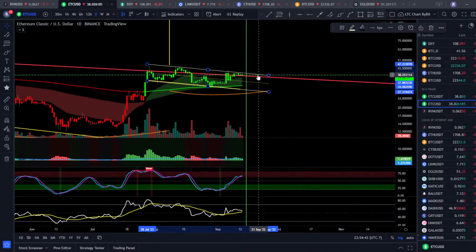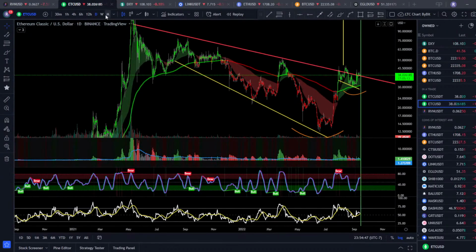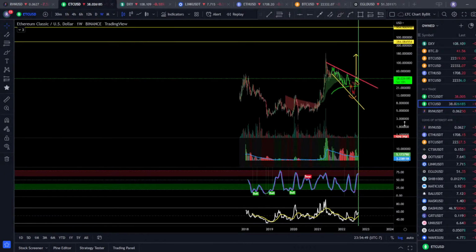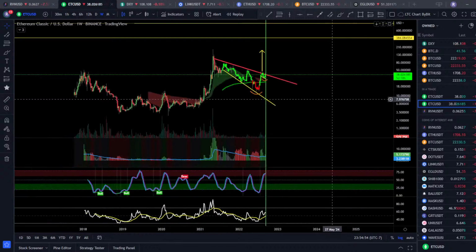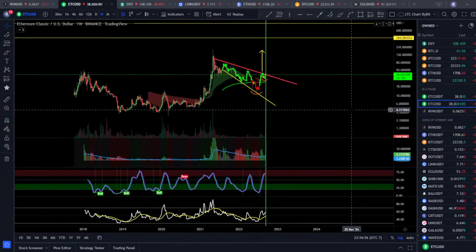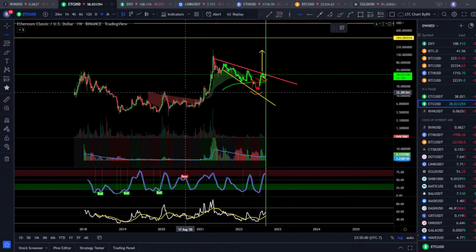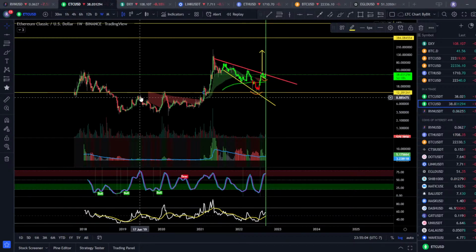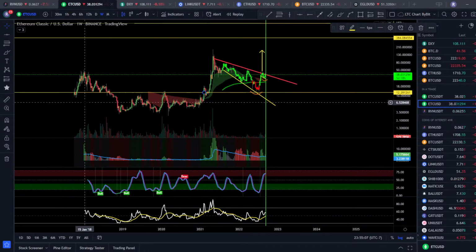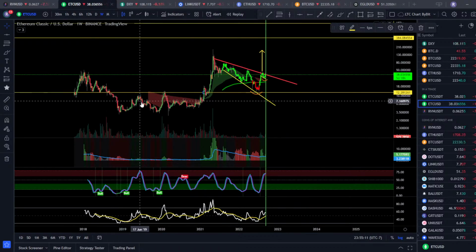ETC for the long term. I don't know if you've watched my previous videos on ETC. It looks really good. It really does. We had previous resistance here, so we were kind of dancing around here. We fell through. This is all the way back to 2018. We came back up, hit resistance, couldn't get through. Hit resistance, couldn't get through.